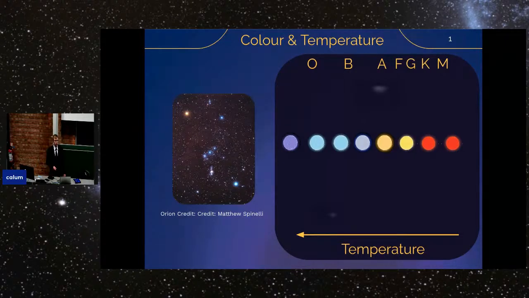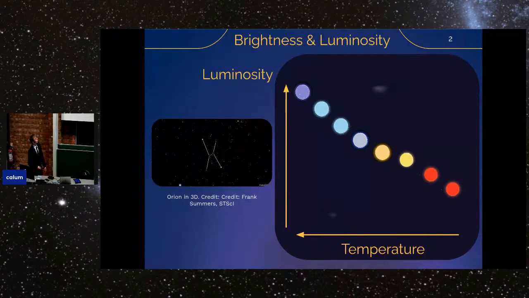And the next thing you might think is, well, we've got one axis here, what's another one we can use? You can think about the brightness of the star. But there's a problem when you look at just the brightness of a star, and that's that we don't know how far away it is. For example, if you look at how the stars in Orion are projected on the sky, they're much further away than you might think if you just looked at an image.